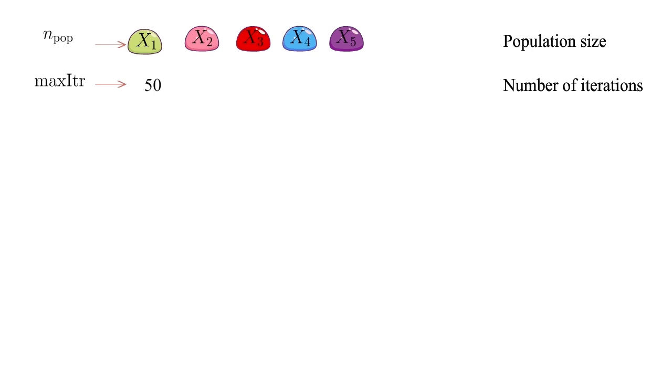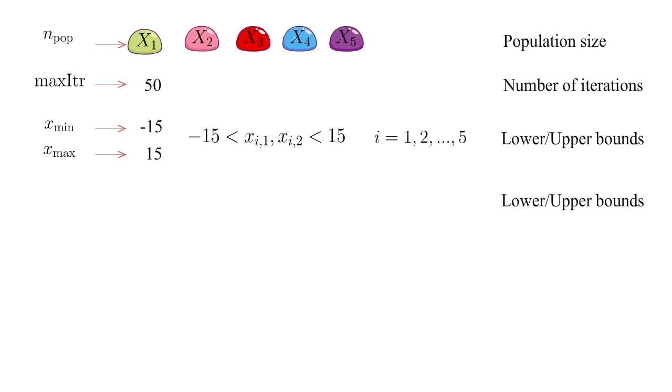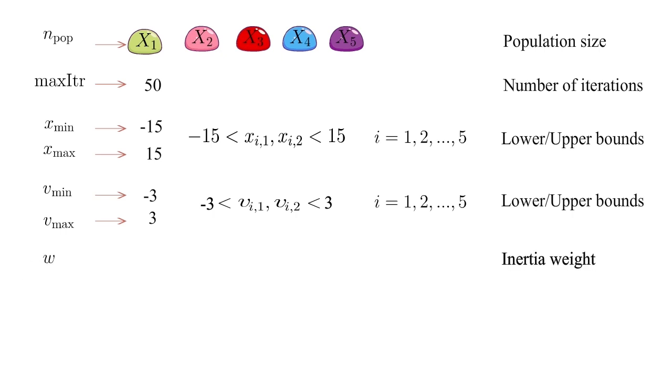The next parameters are the limits on position and velocity. In PSO, it's essential to define the lower and upper bounds for both. For position, we set the bounds as smin equals -15 and smax equals 15. For velocity, the bounds are set to -3 and 3. The next key parameter is the inertia weight, W. It balances exploration and exploitation in PSO and influences the movement of particles. Typically, W is adjusted between 0.4 and 0.9, and we set it to 0.73.